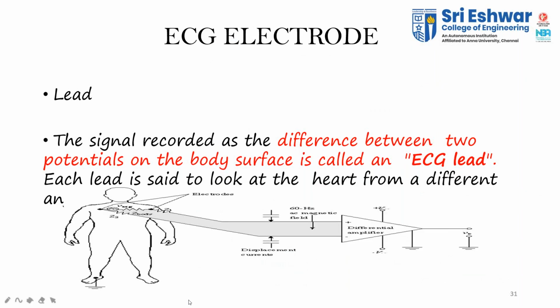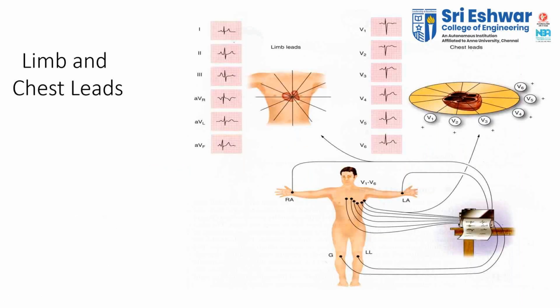Your leg is grounded. Did you notice this one? Your leg is grounded. You have taken your two electrodes over the chest. And from this diagram, we can easily understand the concept. The cross section of your heart is shown here. If we want to look at the ventricle or sinoatrial node or auricle precisely, then we have to place our electrode in such a way.